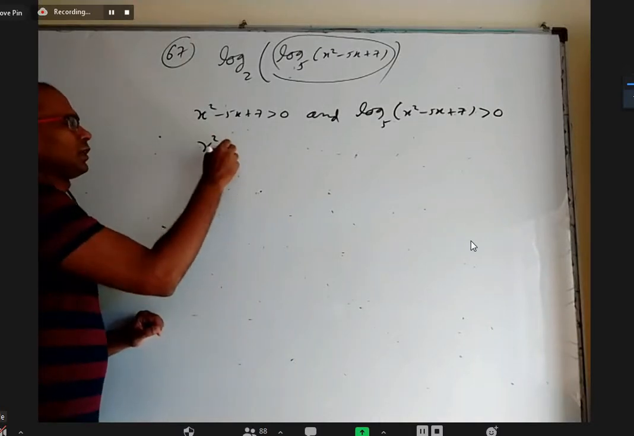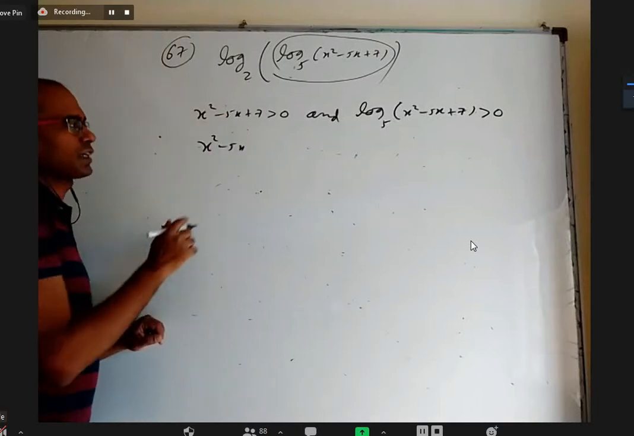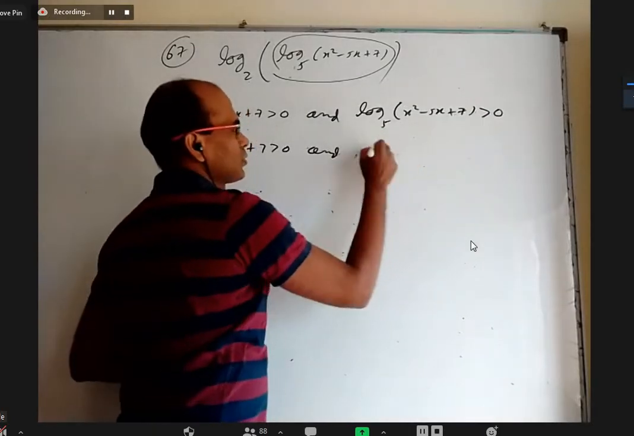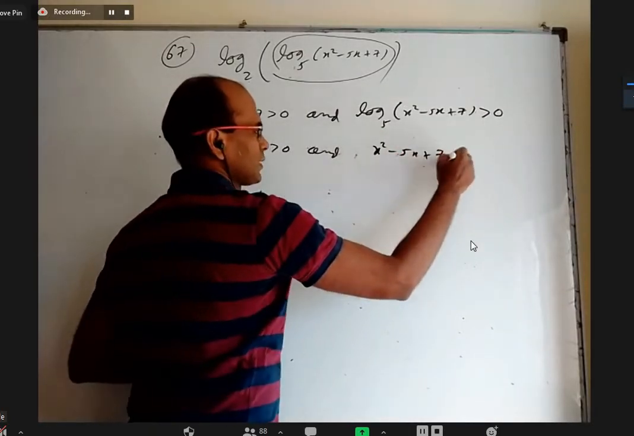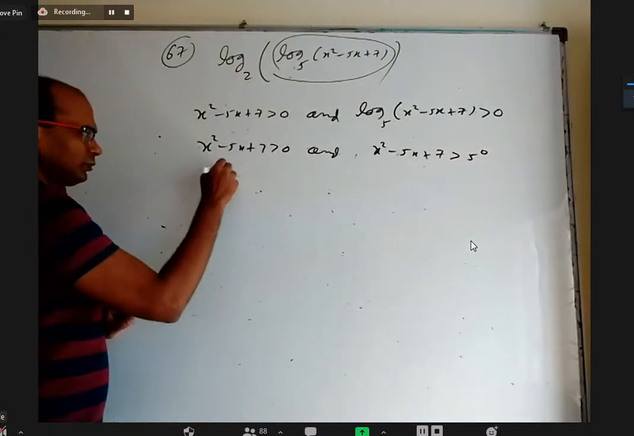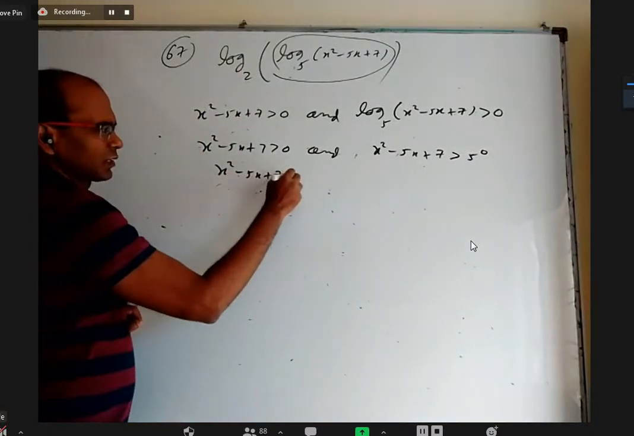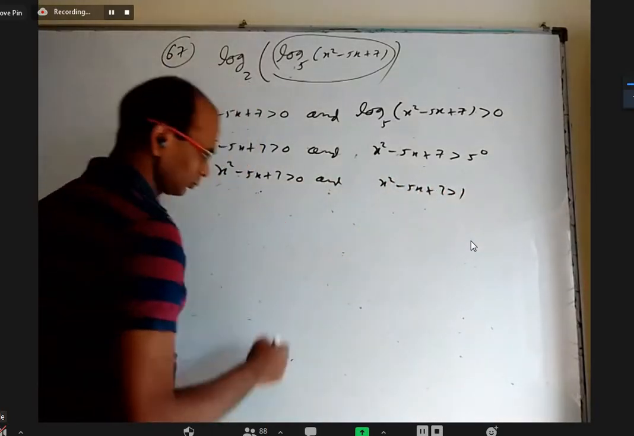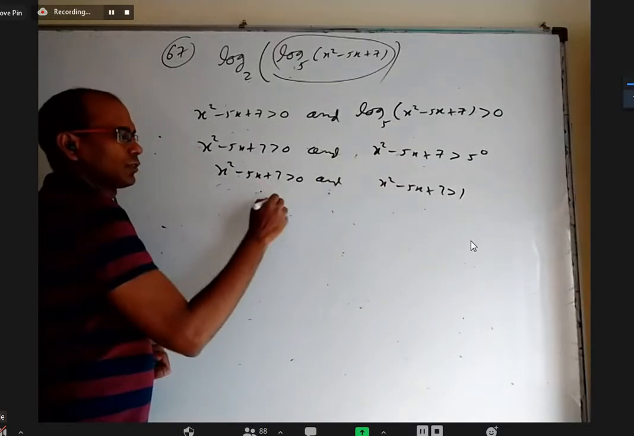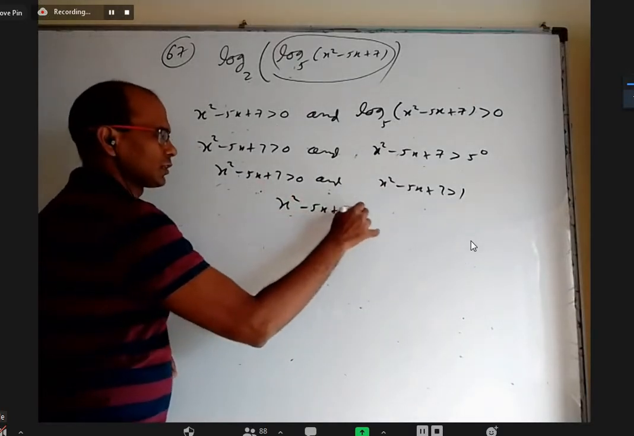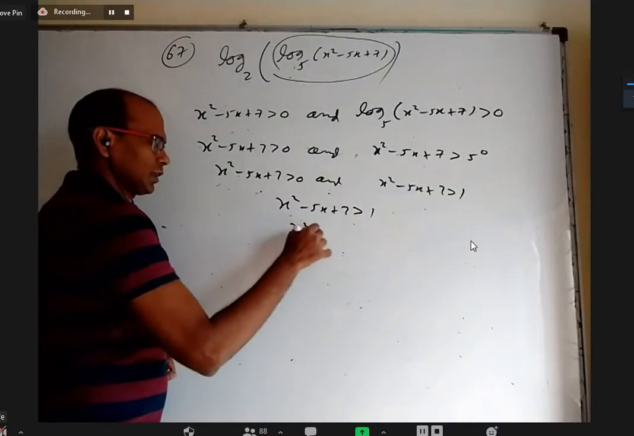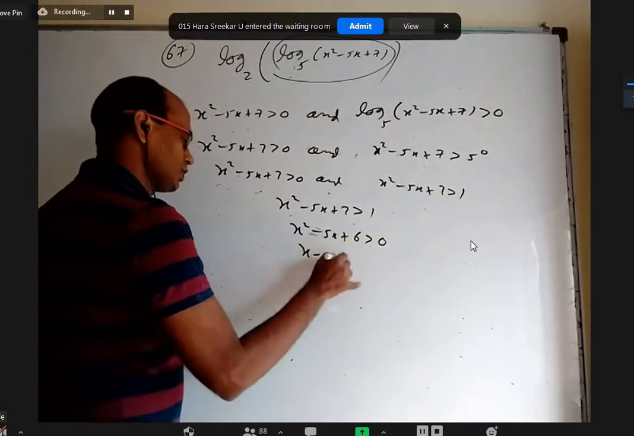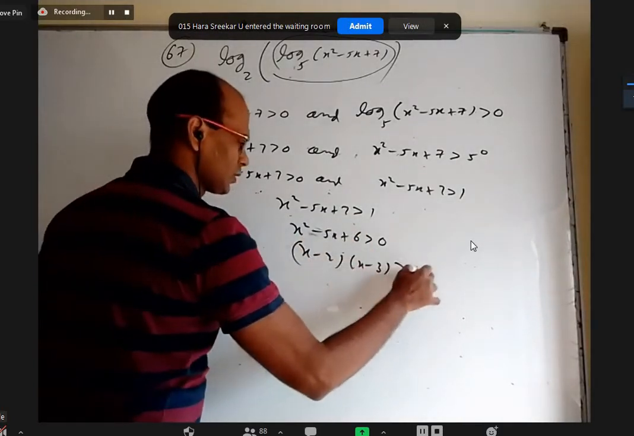Okay. Now, this first one I don't have to check. I'll tell you why. Because the second one will give me 5 power 0 here. x square minus 5x plus 7 should be greater than 5 power 0, which is 1. x square minus 5x plus 7 greater than 0 and x square minus 5x plus 7 greater than 1. If it is greater than 1, it will automatically be greater than 0. So I only need to check this part. When I bring it here, you will get x square minus 5x plus 6 greater than 0, which is x minus 2 into x minus 3 greater than 0.